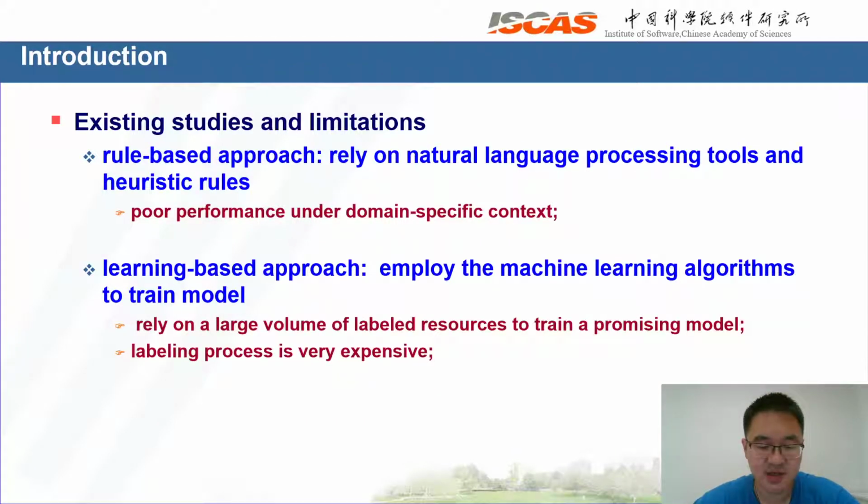In existing studies, there are two categories of approach, rule-based and learning-based. However, the rule-based approach leverages natural language processing tools and linguistic rules, and the tools are trained on general datasets, which results in poor performance under domain-specific contexts. Learning-based approaches require lots of training instances, which are expensive to label.